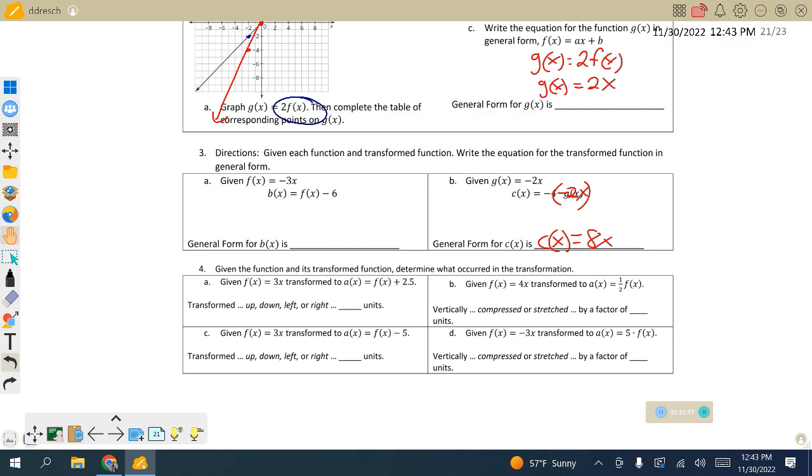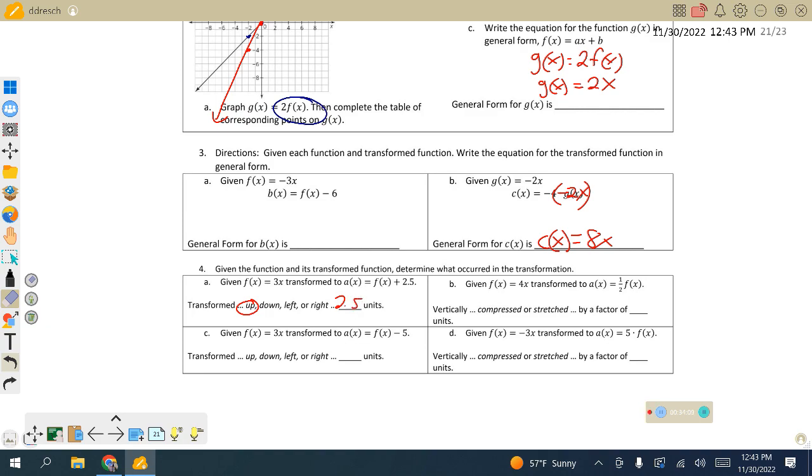On number 4, letter A. Thank you. Number 4, letter A. Are we having any transformations happening? Sorry, translations happening? Plus 2.5, right? And what does that mean? We're going right 2.5. Is there anything else happening with that?